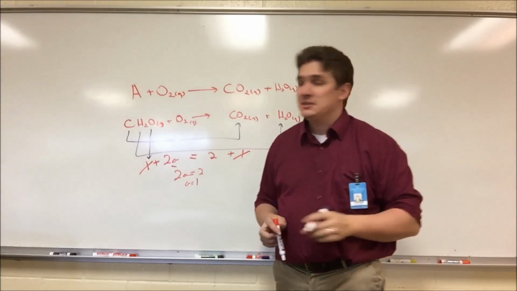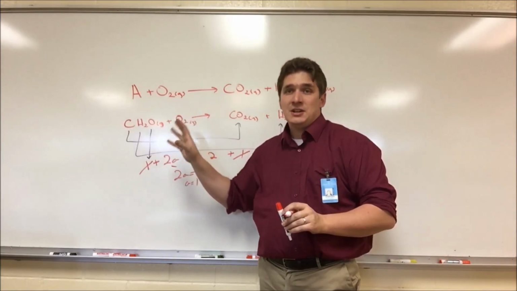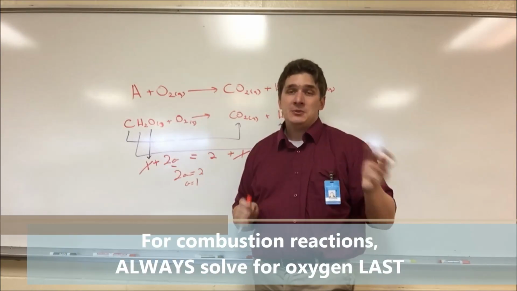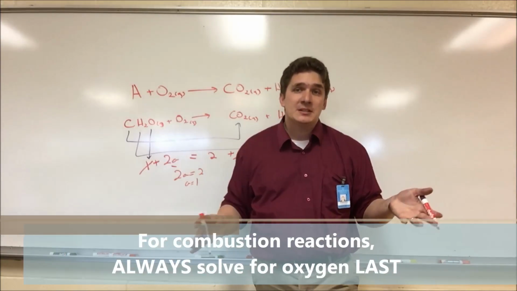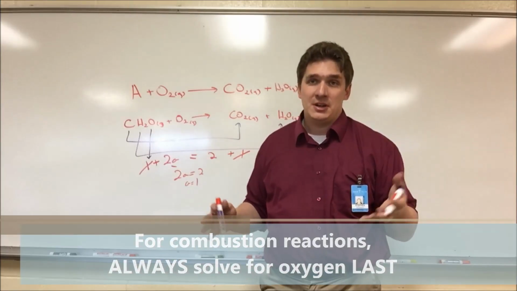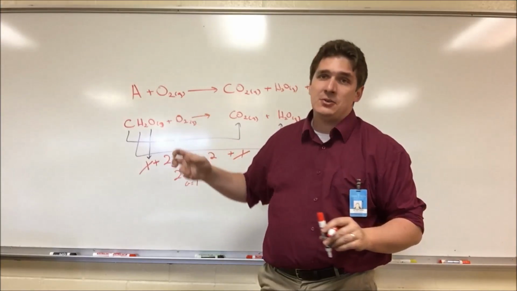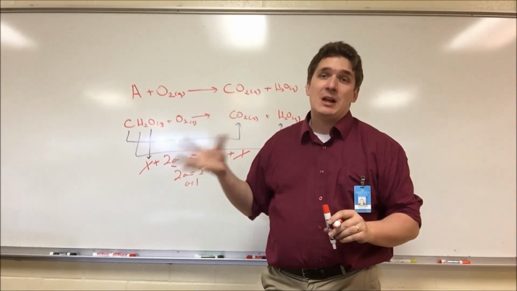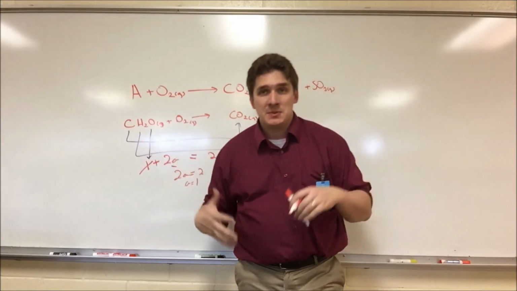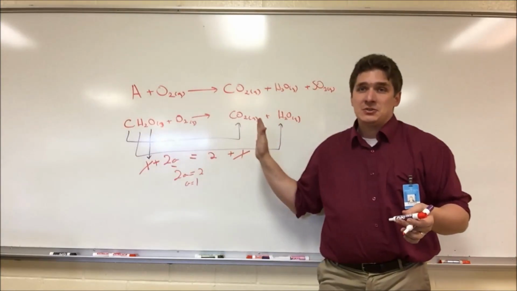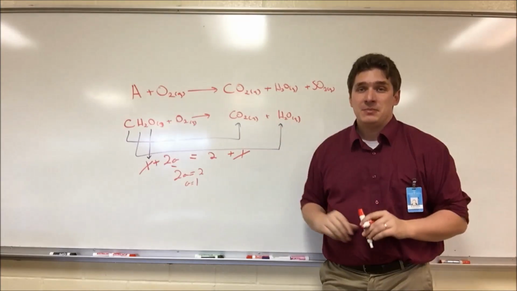Again, with combustion reactions, balance the non-oxygen elements first. Save balancing oxygen for the very last step. If you end up with a fractional coefficient, which is a very likely possibility with combustion and oxygen, once you've balanced everything, figure out what your fractional coefficient is on oxygen and multiply by its denominator. So if you have 7/2, multiply by 2. If you have 3/4, multiply by 4. Distribute that multiplication across the entire reaction, and you'll be done balancing the reaction.